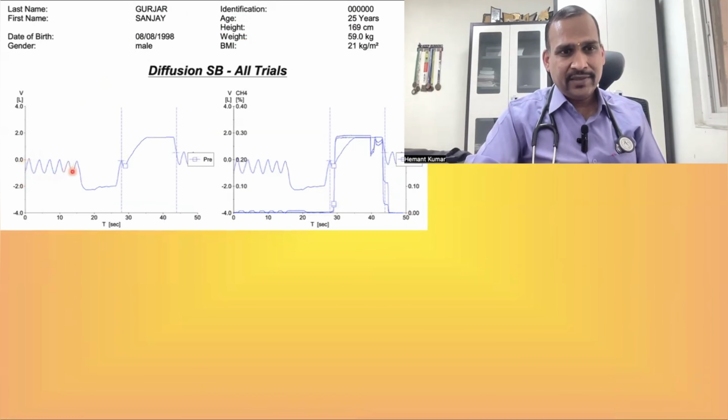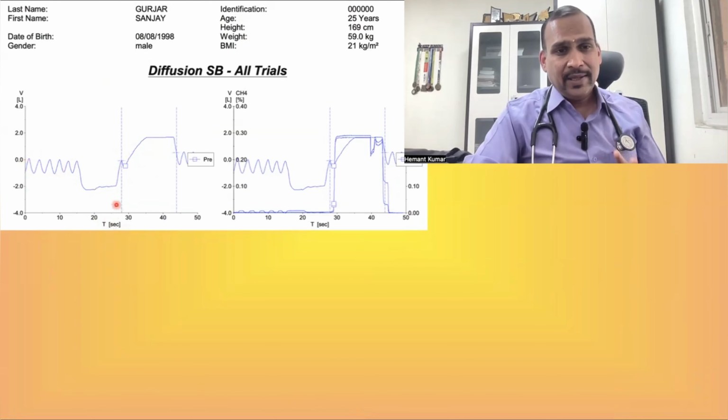Then tidal breathing, the patient has to exhale up to RV. But you can see the patient has started inhalation, then stopped for a moment, then again started inhalation. So the inhalation is not smooth. So this is not the correct technique.